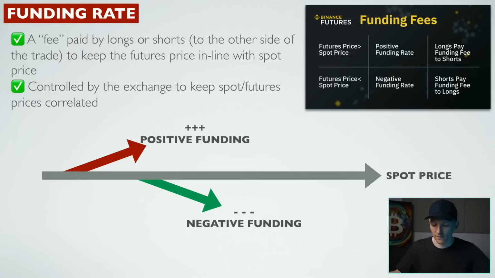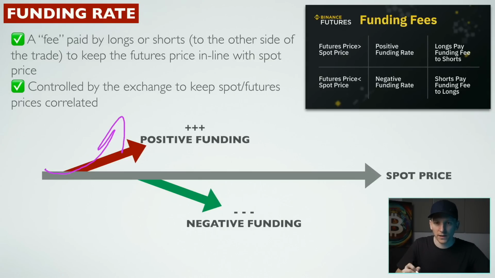So this is how it works. Essentially, you want the futures price to be perfectly in line with the spot price at all times. But sometimes people come in and buy or sell and move the price around. So if buyers come in, they push the price up, and that makes it more expensive than the spot market price, which is no good.